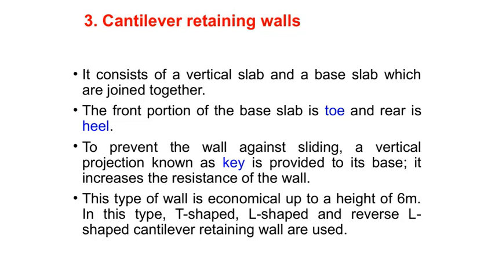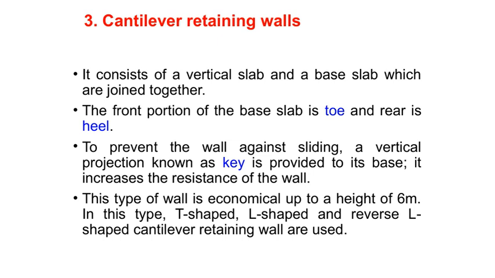Let's take a closer look at cantilever retaining walls. These walls are composed of two main parts: a vertical slab, which is the face of the wall, and a base slab that supports it. The base slab is divided into two regions, the front part called the toe and the rear part known as the heel. Understanding these parts helps us grasp how the wall functions to retain soil effectively.